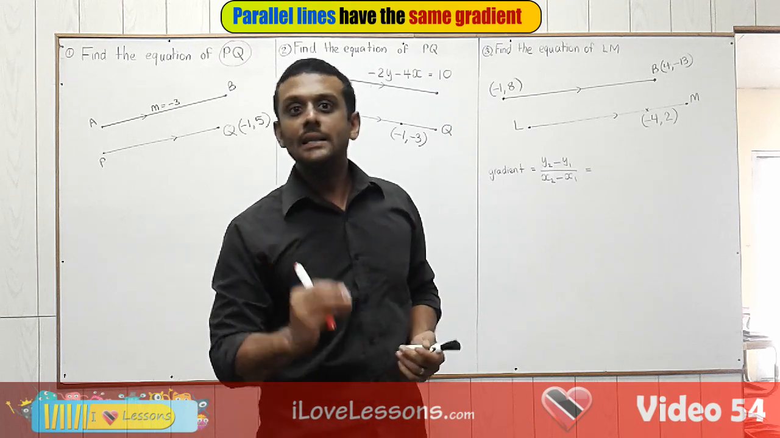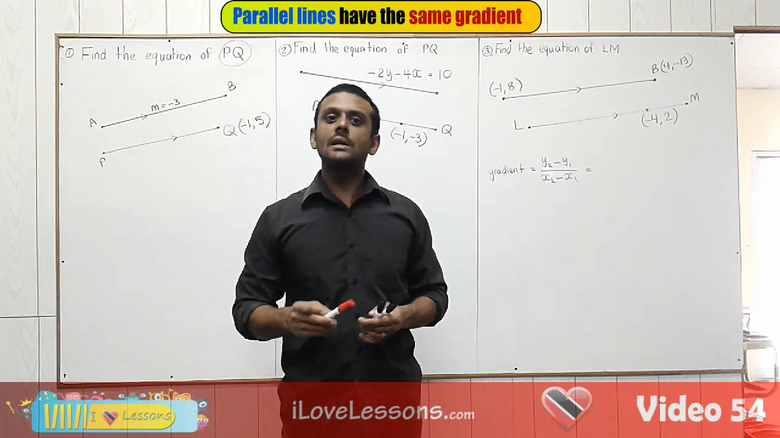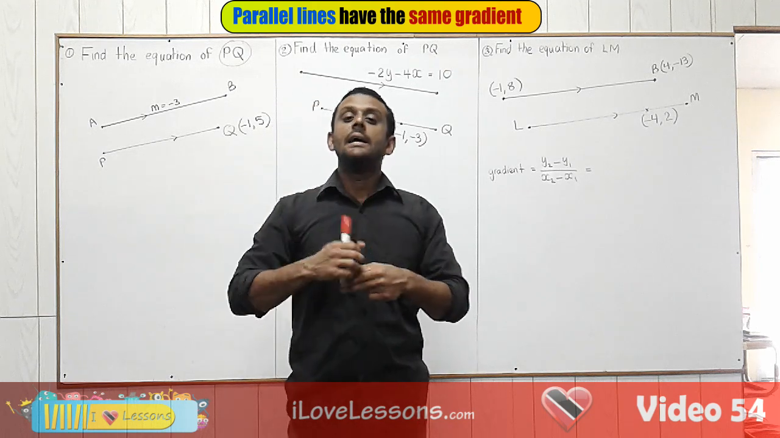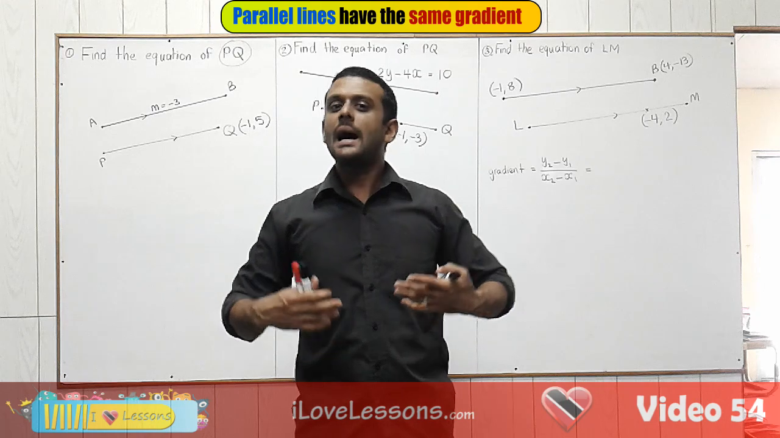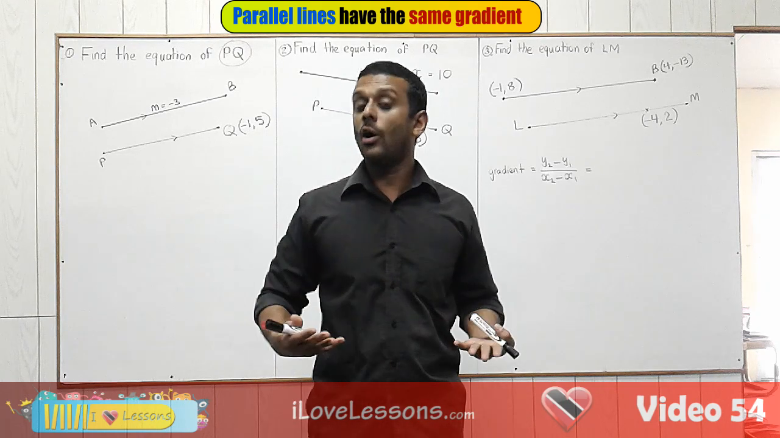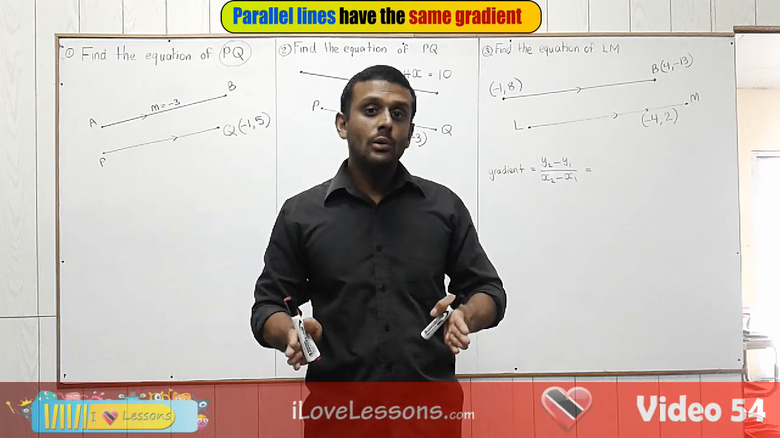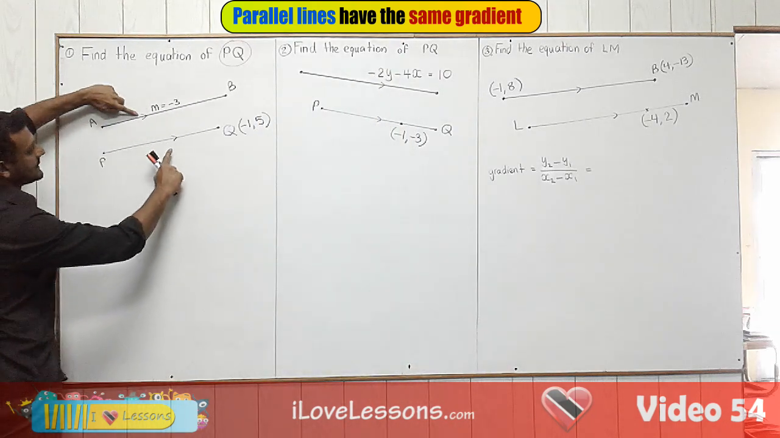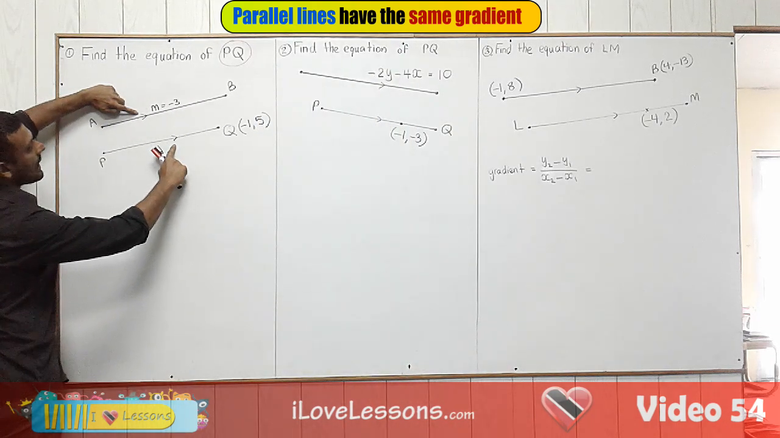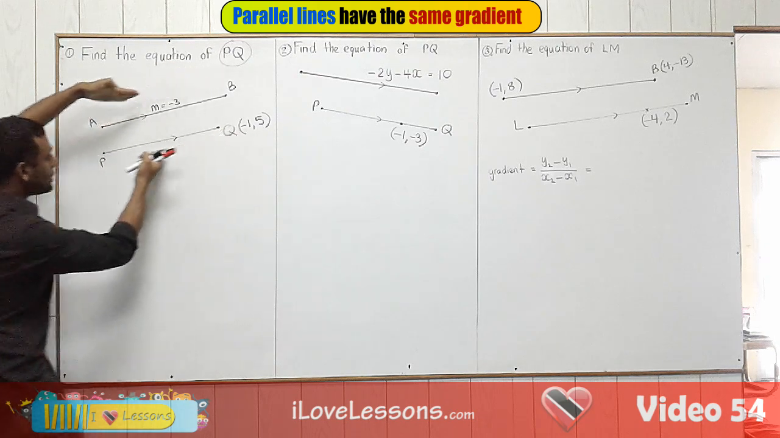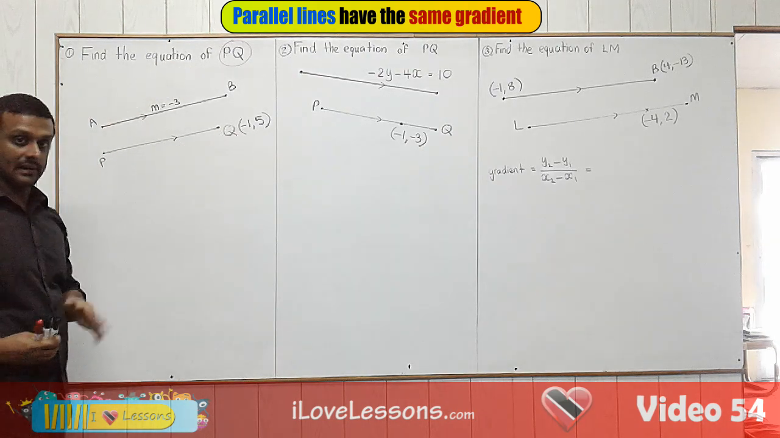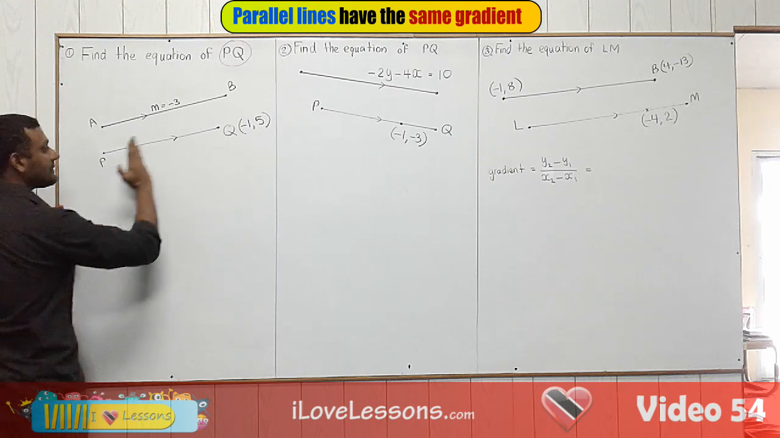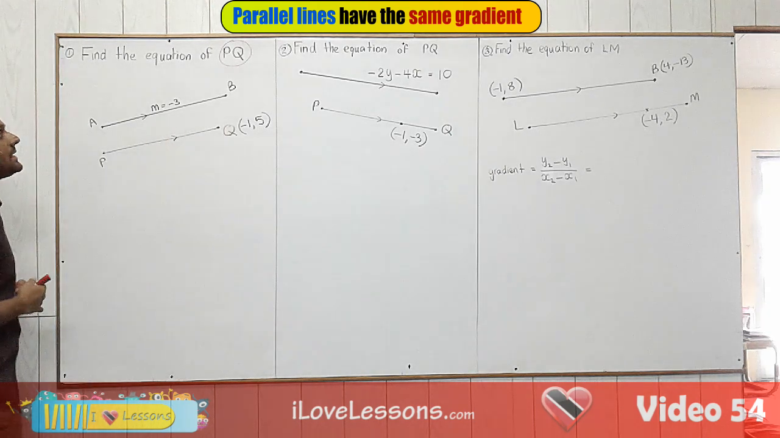Now, for 2 lines to be parallel, it's not enough for both of them to just look parallel. In the question, the examiner has to let you know somehow that the 2 lines are parallel. In my question, if you notice, there are 2 arrows here. These 2 arrows indicate that these 2 lines are indeed parallel. So let's get into it. We want to find the equation of PQ.